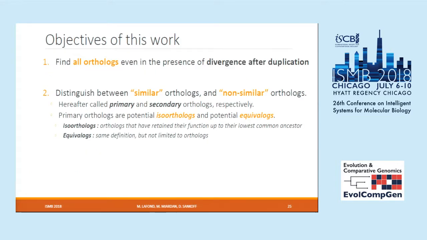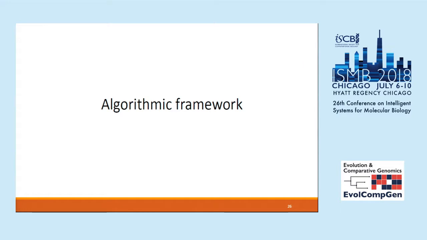Well, in this work, what we wanted to do is just everything. We want to find all orthologs, even in the presence of this divergence after duplication. But we also want to distinguish between similar orthologs and non-similar orthologs, and we call them primary and secondary orthologs. If you've been through some literature, you will find that primary orthologs are potential isoorthologs and potential equivalogs, which are essentially orthologs that share the same function. These have names, but yeah, okay. So this is the problem we are studying here.